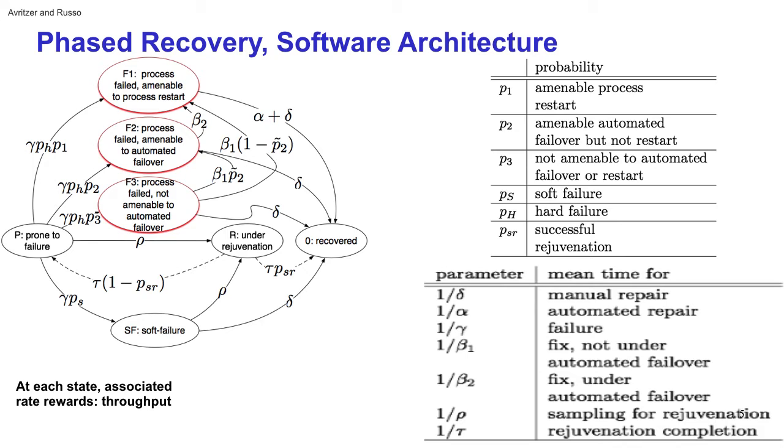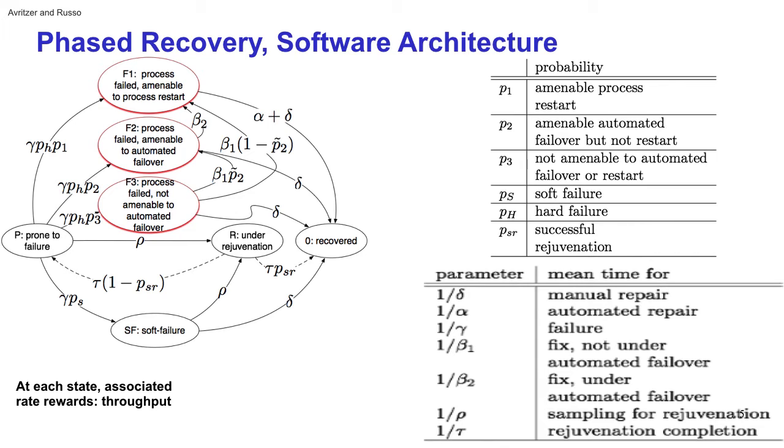In state F1, the process has failed and is amenable to a process restart. In state F2, the process has failed and is amenable to automated failover. In state F3, the process has failed and is not amenable to automated failover. Therefore, a manual recovery is required.